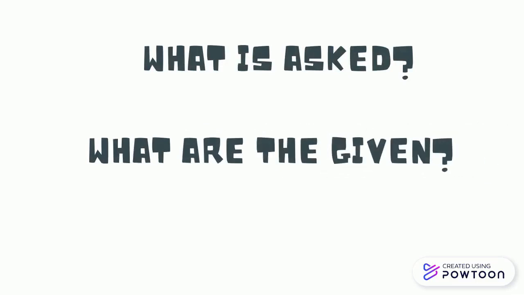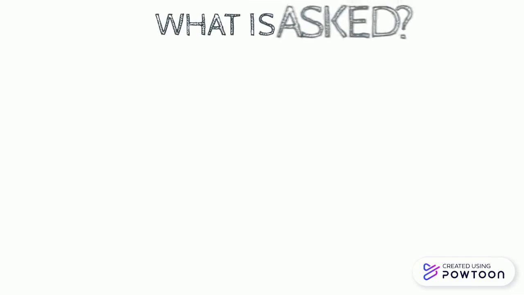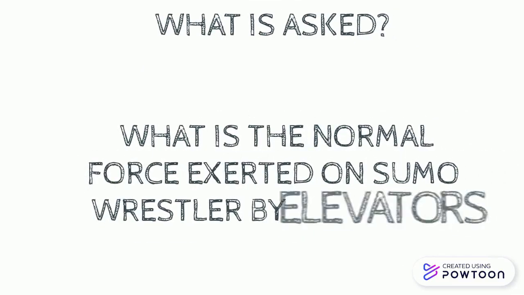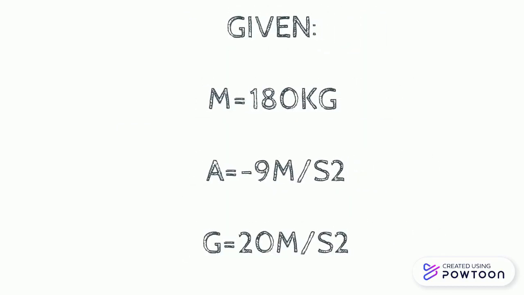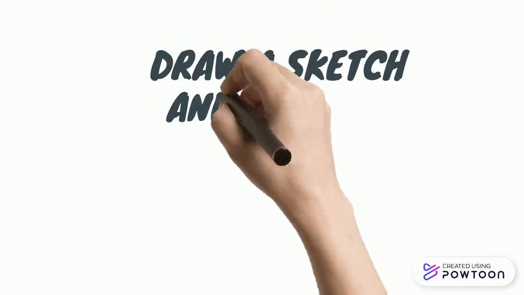Before proceeding to the actual solving, let us first determine what is asked and what are the given. What is the normal force exerted on the sumo wrestler by the elevator's board? For the given, we have the mass, which is 180 kilograms, acceleration, which is negative 9 meters per second squared since it is downward, and the gravity, which is 20 meters per second squared. Then, we will draw a sketch of the problem as well as the free body diagram.